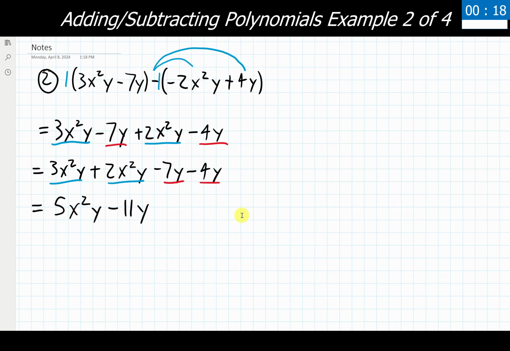Remember again, when we are combining like terms, the variables and their exponents absolutely never change. It is only the coefficients out front of those variables that are eligible to be changing when we are combining like terms.